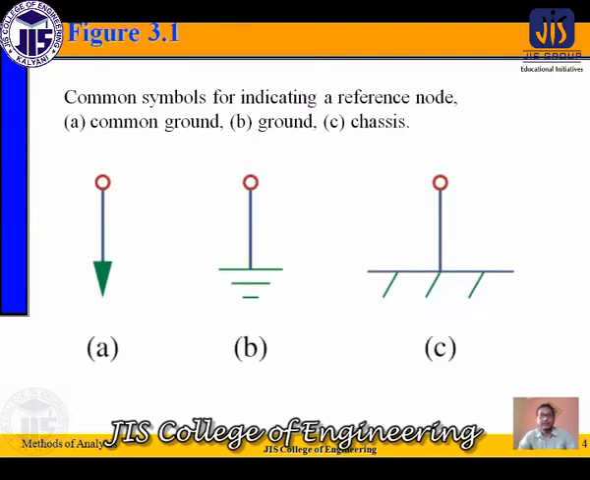Next, here are some symbols. The first symbol is the common ground symbol, the second one is the normal ground symbol, and the third one, option C, is the chassis symbol. So several types of ground symbol can be used with the nodal analysis method.